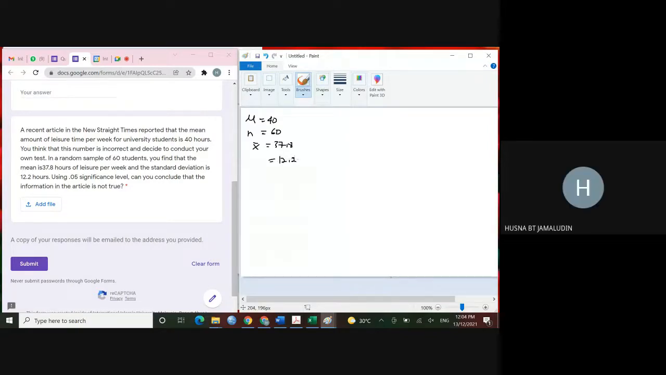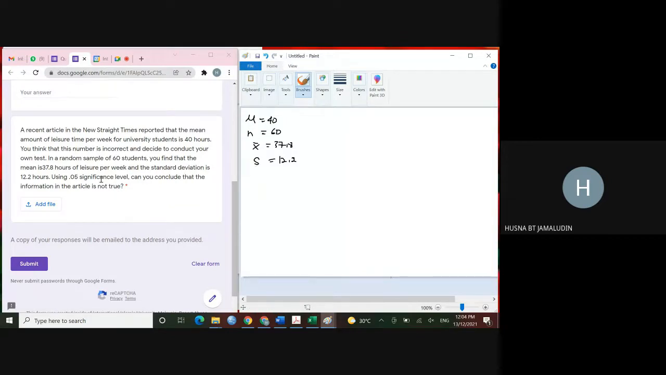So what is this 12.2? s. The standard deviation here is not your sigma, it is your sample standard deviation, because it is mentioned after you have conducted your own test and selected your sample. Remember, if you are given sigma you use the z test, but here you have s, so basically you are using the t test.